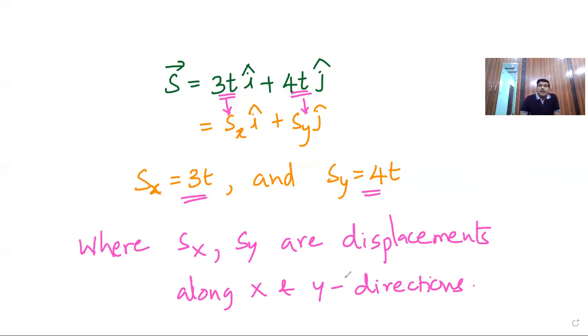Okay. Now we need velocity. Sx is 3t, given. Velocity is Vx bar, so ds by dt. Differentiate this one. This becomes 3. Clear?